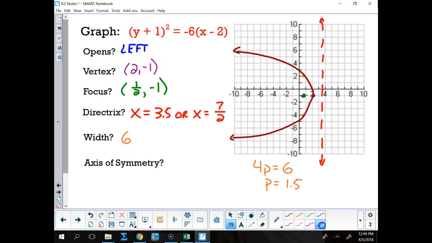Just remember that parabolas aren't straight. We're not drawing absolute values here. They have a curve to them. Axis of symmetry: y equals negative 1.